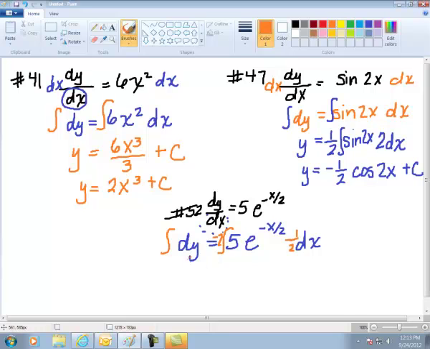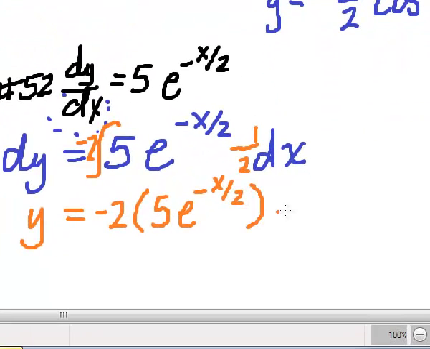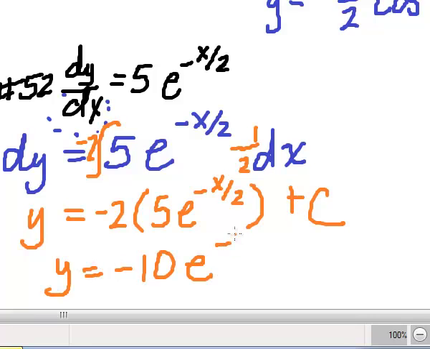The integral of dy just becomes y. I have my negative 2, and now the integral of e to the x is just e to the x, so this is going to be 5e to the x, or in this case, the minus x over 2, and then add my constant. So y in this case would be equal to negative 10 e to the minus x over 2 plus c. I hope these help.